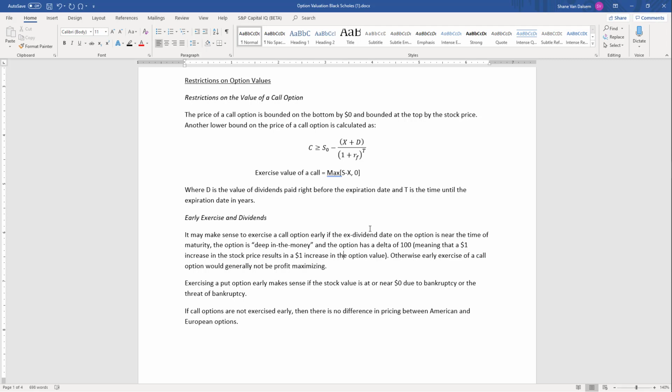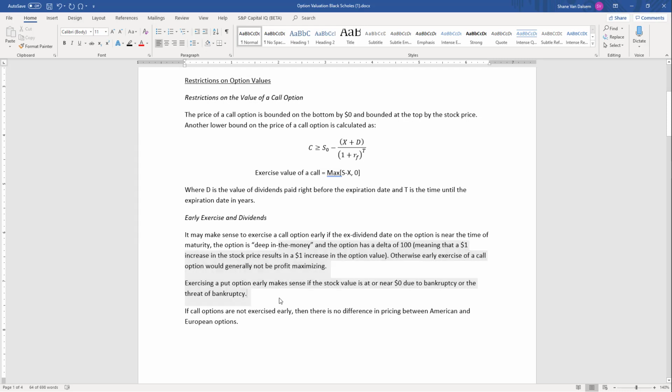And the reason why we don't want an early exercise of an option is the longer that option is out there, the greater the chance that the stock price is going to go up, and as it goes up, I maximize the exercise value that I'm going to get as that option holder. So only in very specific circumstances would it make sense to exercise that option early.